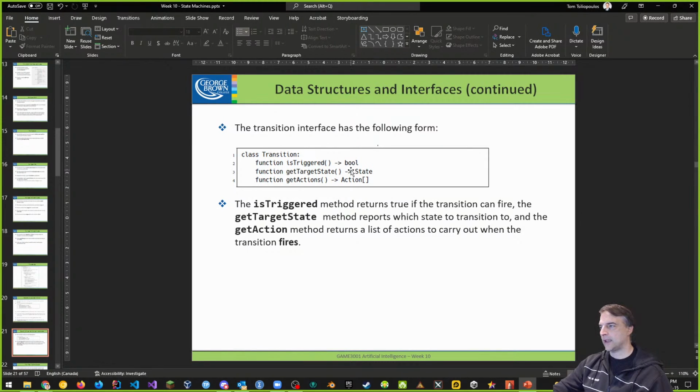And the other one is get target state. What is the new state that it's going to go to? I'm going to transition to the next state. What is the next state that I'm going to? The one that's connected. This transition connects from one state to the other state. What's the next state that this transition connects you to? And finally, what are the actions that this transition has associated with it, as an example?